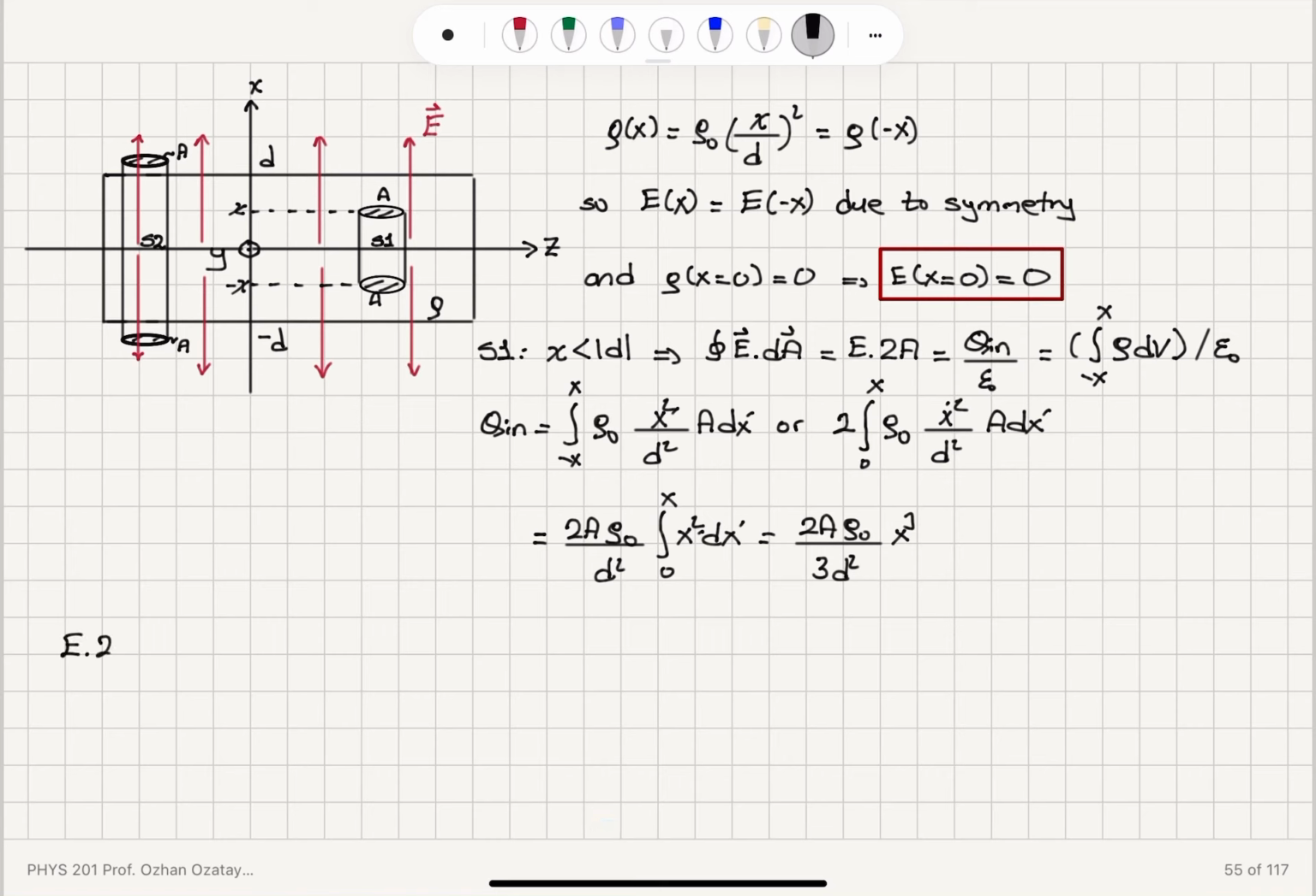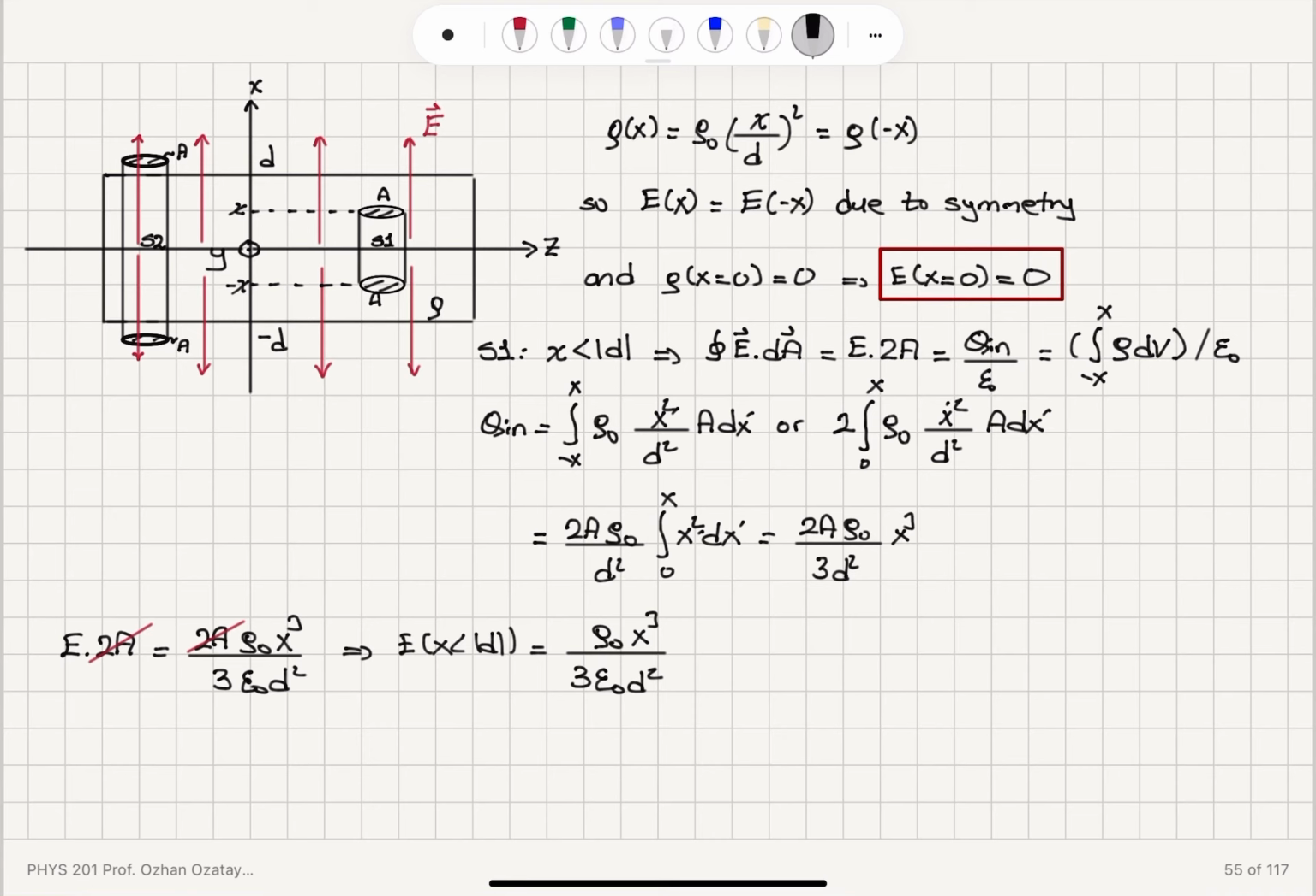E times 2a is equal to 2a rho 0 x cubed divided by 3d squared, but then I have to divide it by epsilon 0. So 3 epsilon 0 d squared, because it is charge enclosed divided by epsilon 0. I can see that these two a's will cancel out, and I will be left with an electric field magnitude for x less than absolute value of d, rho 0 x cubed divided by 3 epsilon 0 d squared.